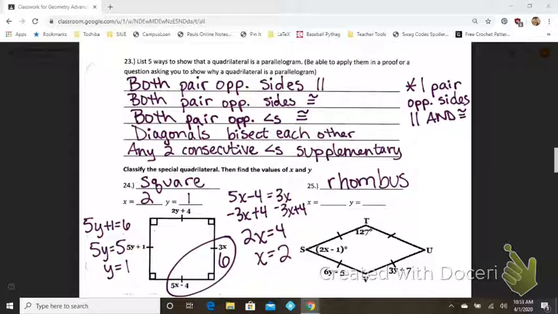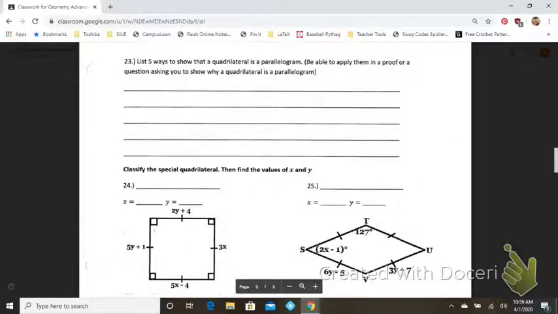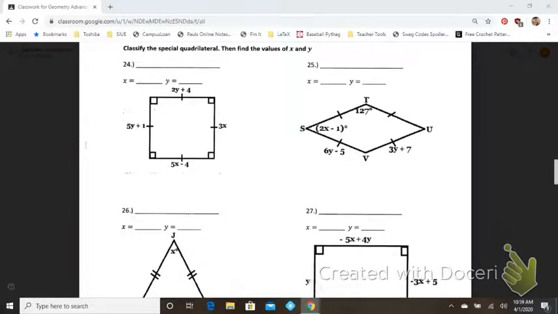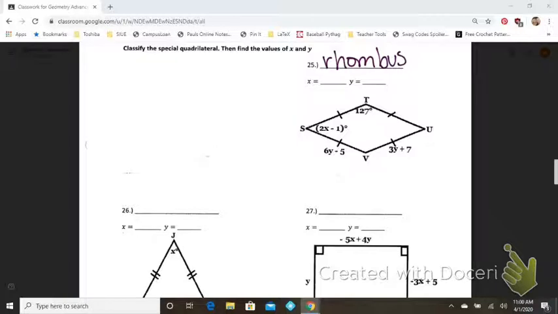Oh, I'm going to have to scroll because it's a little hard to see. So let's scroll before we continue that one. Just a little bit. All right. We said this is a rhombus. So in order to find x, we are using angles. In order to find y, we're using sides. I'll show my work over where 24 was.